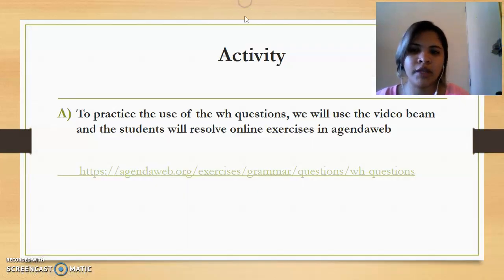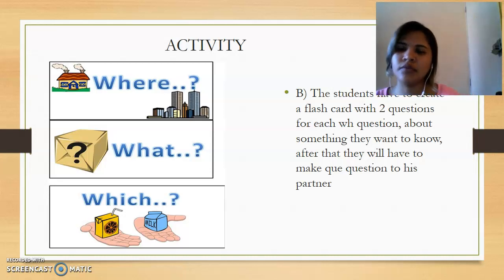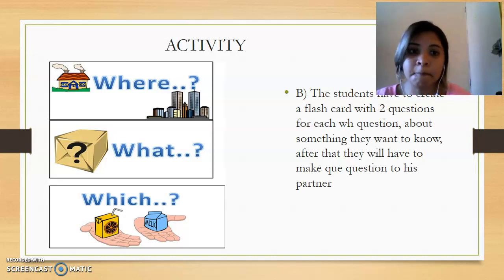Once we finish this activity, we can go to the second one, where you have to create a flashcard with 2 questions for each WH question. That means that you have to create 2 for where, 2 for what, 2 for which, or for why. And then you have to share these questions with your partner, and you can practice vocabulary and the WH question. For this activity, we have 15 minutes.